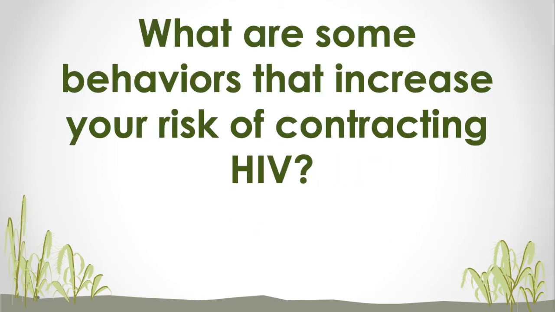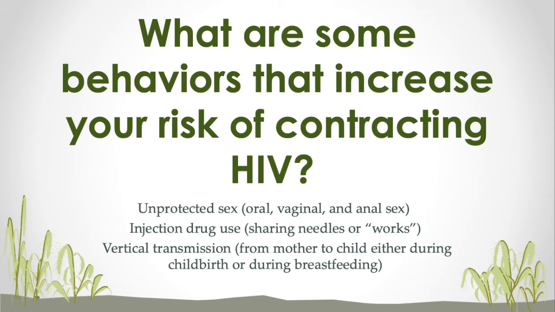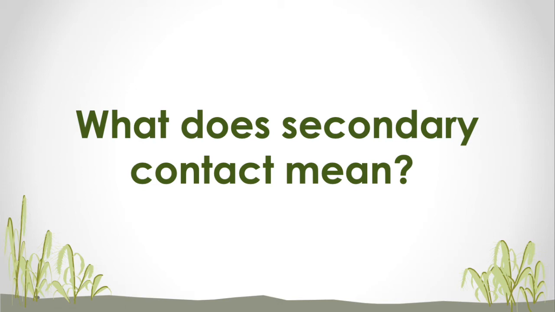Our next question would be, what are some behaviors that increase your risk of contracting HIV? So these could include any type of unprotected sex, oral, vaginal, or anal, injection drug use, so sharing needles, as well as vertical transmission, so from a mother to a child, either during childbirth or breastfeeding. Our next question would be, what does secondary contact mean?